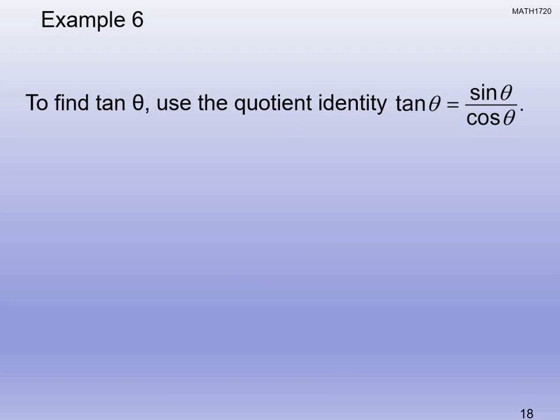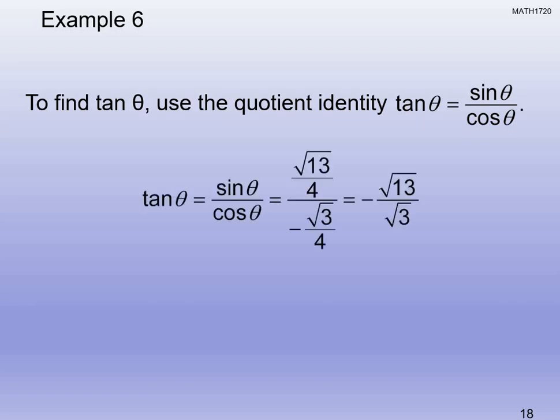So tangent of theta equals sine of theta over cosine of theta. And we're going to substitute in the values that we already found. We found that sine of theta had to be square root of 13 over 4, and we were given that cosine of theta was negative square root of 3 over 4. We have division of fractions, right? So we have to multiply the numerator and the denominator by negative 4 over the square root of 3, because that's what the denominator is.